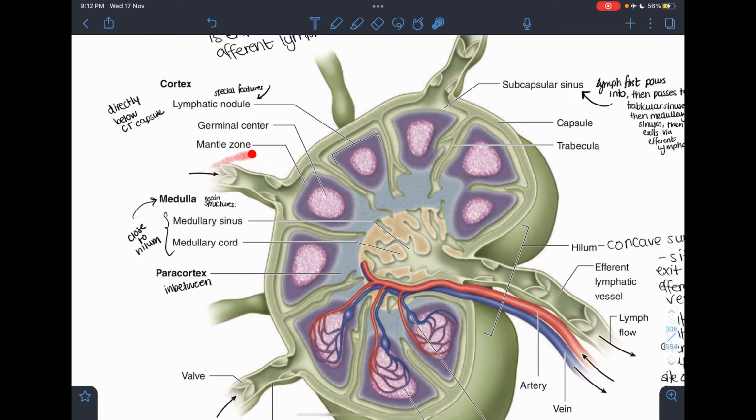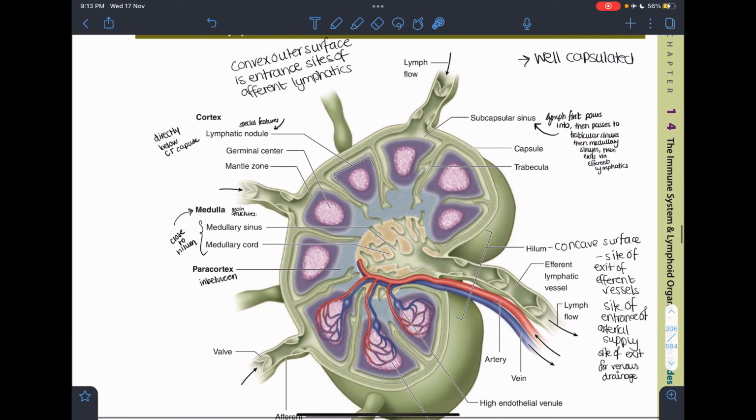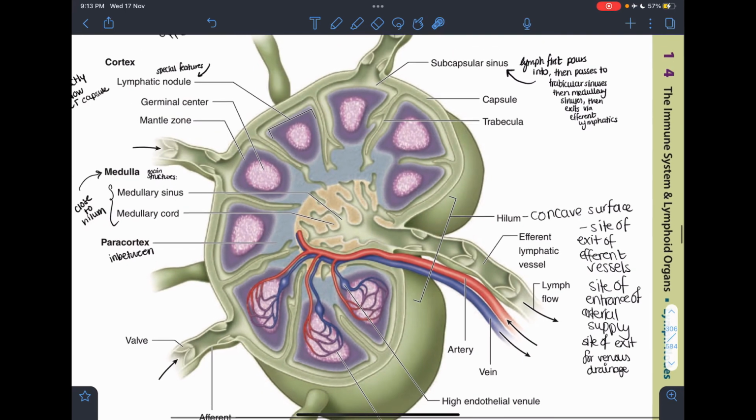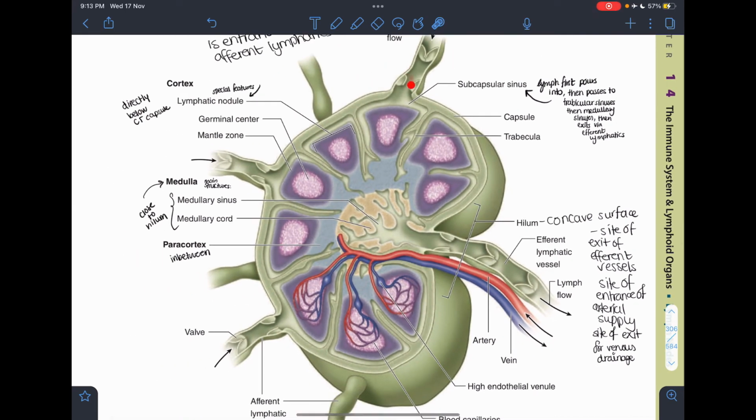The medulla is close to the hilum and the cortex is directly below the connective tissue capsule. So then, as you can see, these are the afferent lymphatic vessels where the lymph enters. We have valves here to avoid the backflow. Here's the efferent lymphatic vessel where the lymph leaves after it's filtered, it leaves to the circulation.